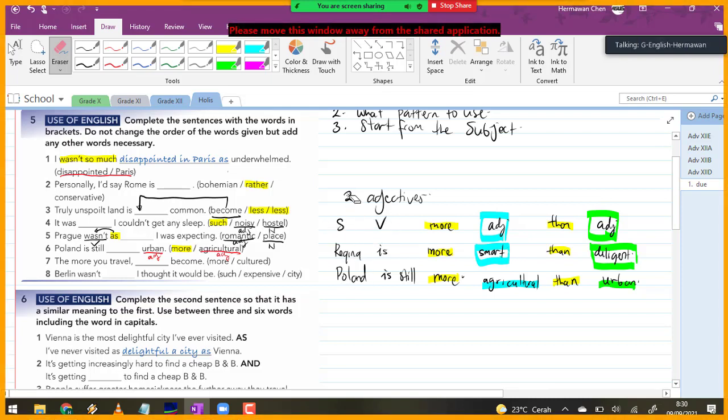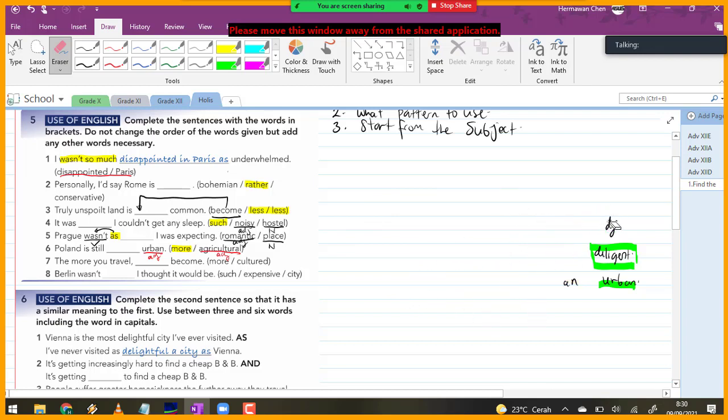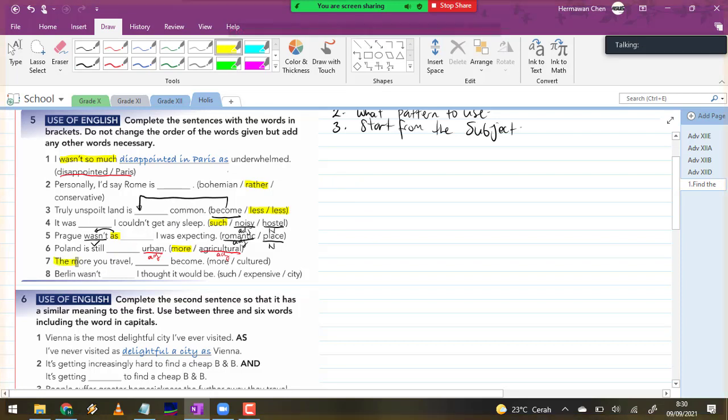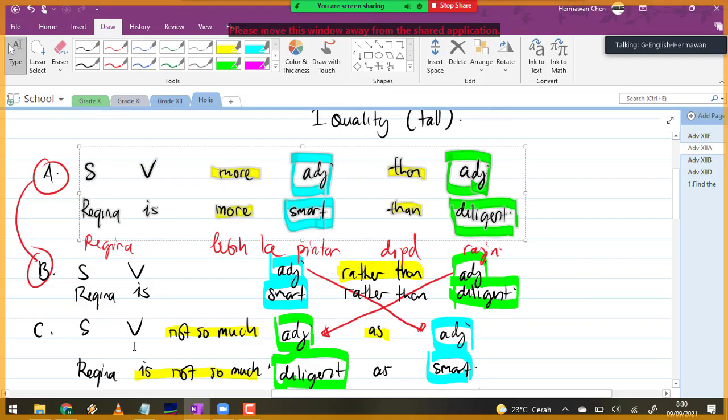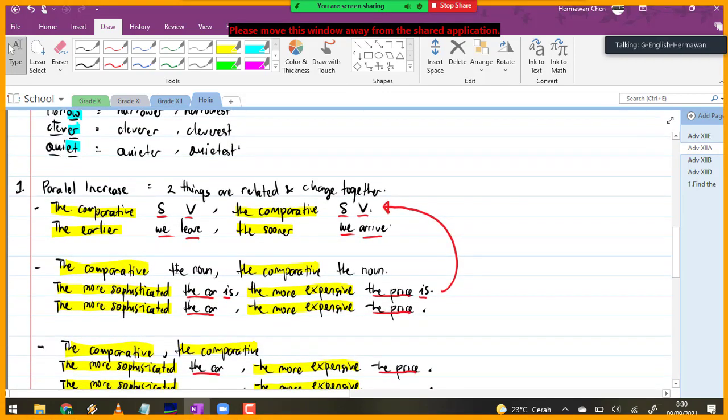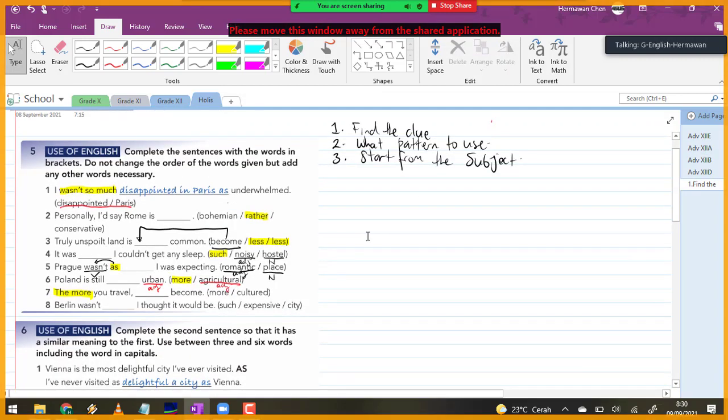Okay, let's continue. Number 7, guys. What is the clue? The clue is this one. The more. From the more, we know that we have to use the first pattern, the parallel increase. The more, it's the earlier here. Wait, let me copy the pattern and put it here.